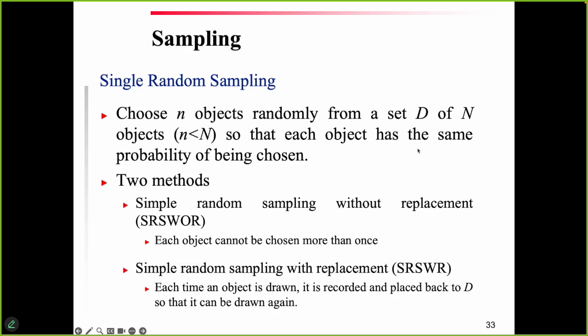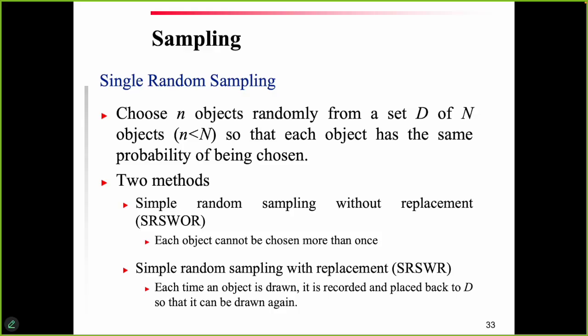And so each object has the same probability of being chosen because this is just random. There are two main methods: sampling without replacement or with replacement. If it's without replacement, it simply means that if you select a raw data point, you cannot select it again. So it's usually what we mean by simple random sampling.